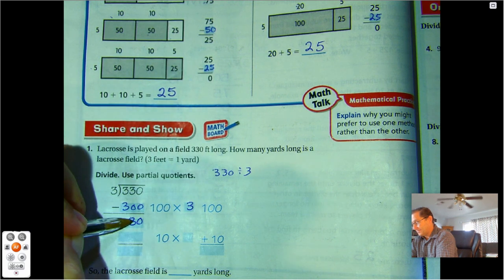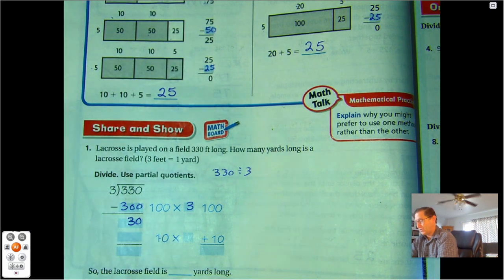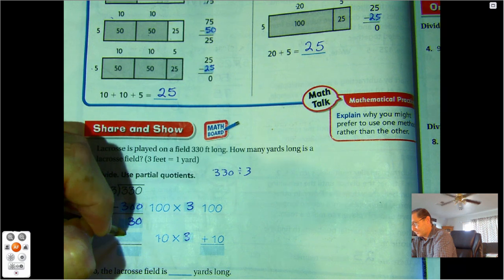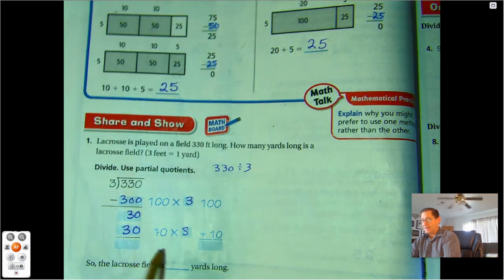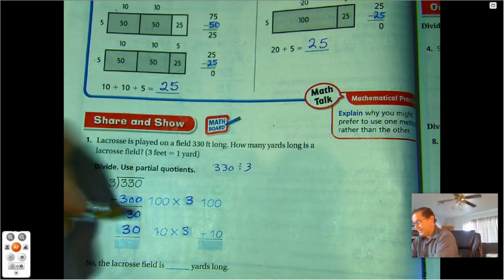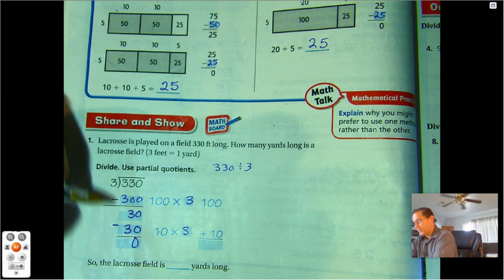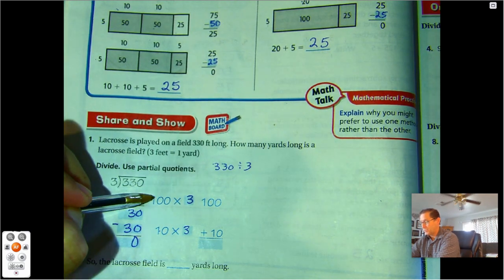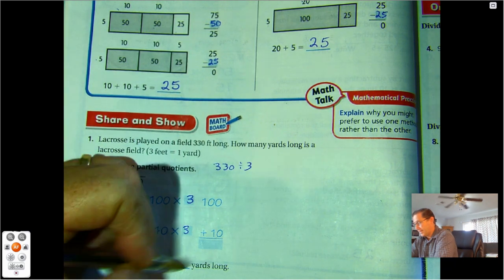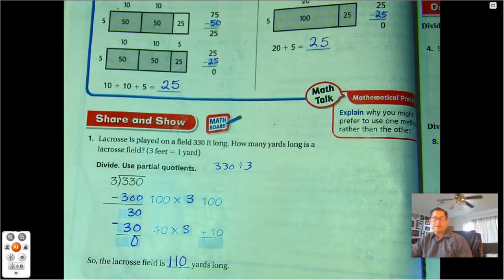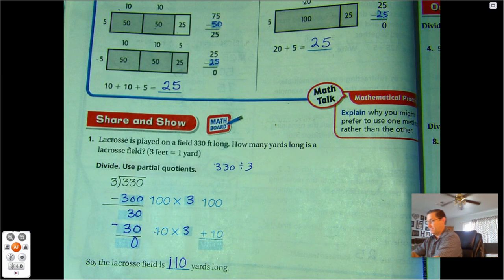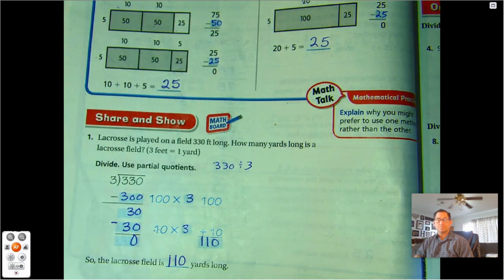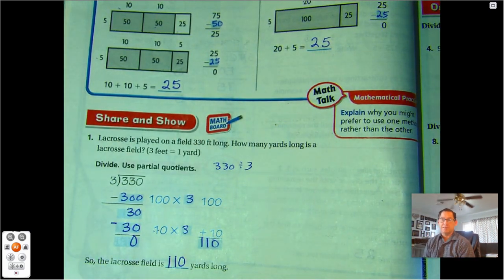And 10 times what is 30? 3. So they took away another 10 multiples of 3 to get 30. And then 30 take away 30 is 0. So they took 100 multiples of 3 and 10 multiples of 3. So the field is 110 yards long. Okay, well that's not too bad, right?